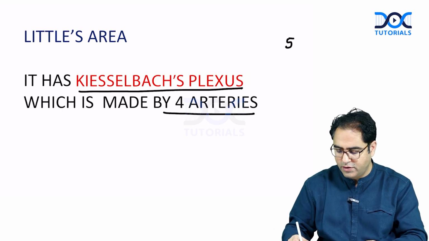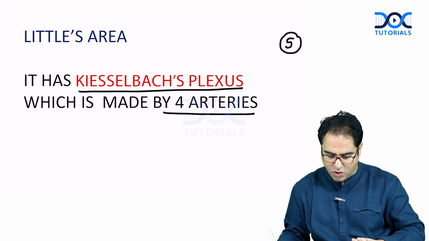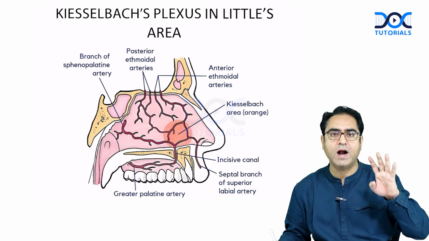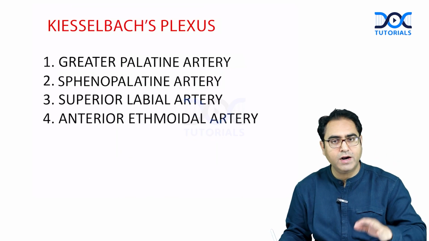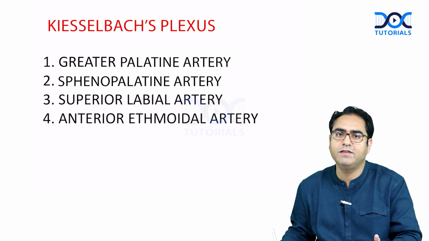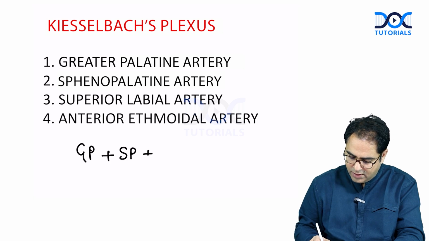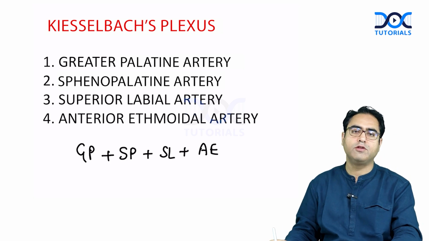We have total 5 arteries, but Kiesselbach plexus is made by 4 arteries. Which arteries contribute to the Kiesselbach plexus? Let us see, out of 5, 4 arteries contribute to Kiesselbach plexus of Little's area. So, Nemo area is Little's area and Nemo plexus in that area is Kiesselbach plexus. It is made by 4 arteries. Number 1, greater palatine. Number 2, sphenopalatine. Number 3, superior labial. And number 4, anterior ethmoidal artery.